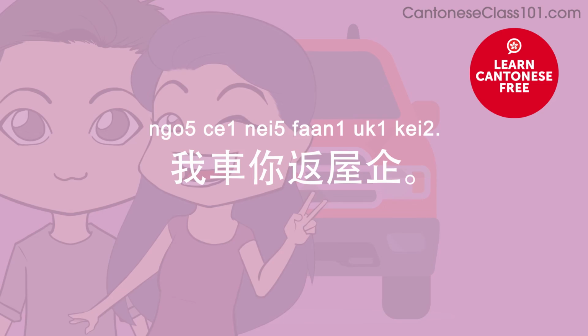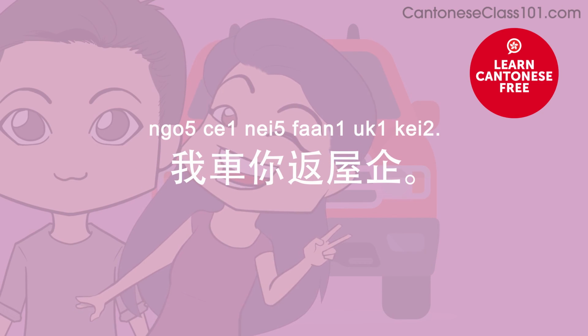我車你返屋企 I'll drive you home. 我車你 literally is I drive you, or I car you. So 車 is the noun for car or the verb to drive or to give someone a ride. So I give you a ride home. 返屋企 is like to return home. So 我車你返屋企 I drive you home. That's more like a driver, or I can just get an Uber.